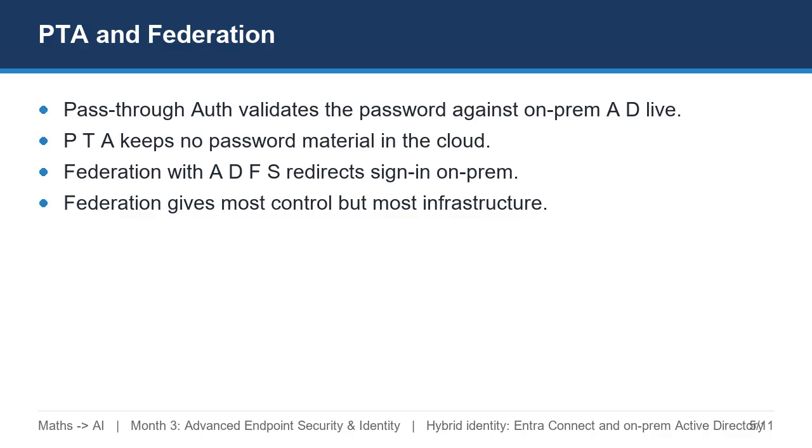The second option is pass-through authentication, PTA. A lightweight agent validates the password against on-prem AD in real time, so no password material lives in the cloud, but it depends on that agent and your domain controllers being reachable. The third is federation with ADFS, where sign-in is redirected to an on-prem federation farm. Federation gives you the most control and demands the most infrastructure, so reserve it for specific needs like a third-party MFA provider or smart card-only authentication. For most people, PHS wins.